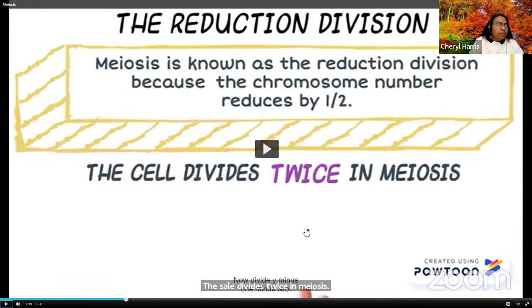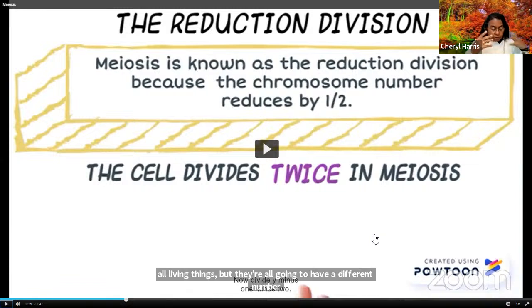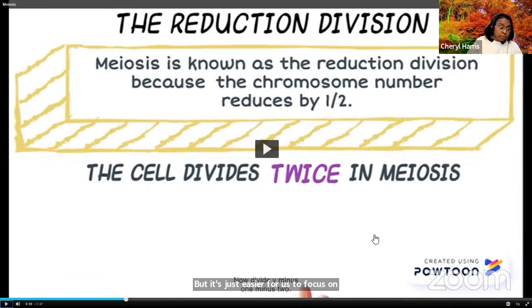I'm going to pause it there. You should be taking notes. You need to write down that meiosis is known as reduction division because the chromosome number is reduced by half. We keep talking about humans and 46 chromosomes, but this is happening in all living things. If you were an onion cell with 12 chromosomes, we're going to reduce this number by half. It'll be 6. So this is the reduction of all gametes in all living things, but they're all going to have a different number. It's just easier for us to focus on humans because that's who we are.